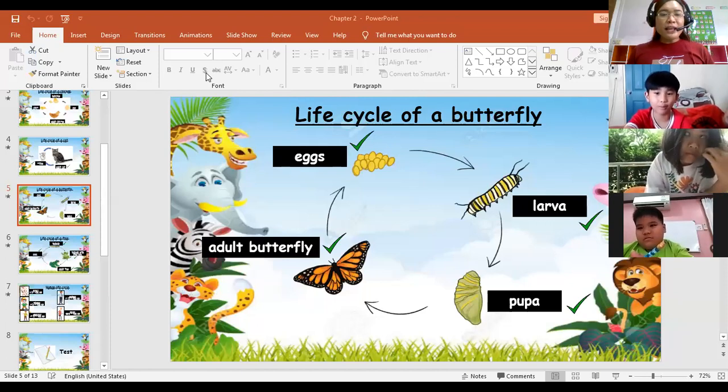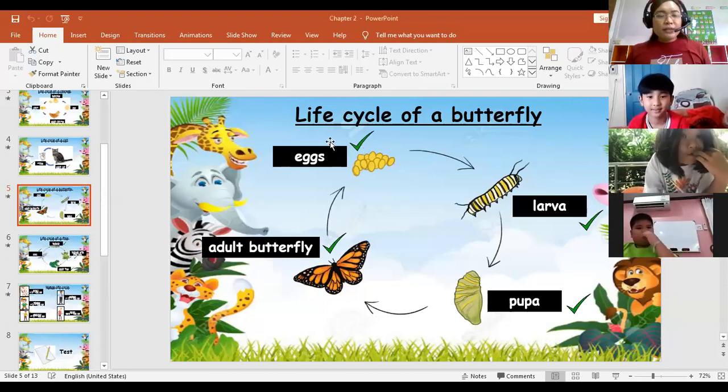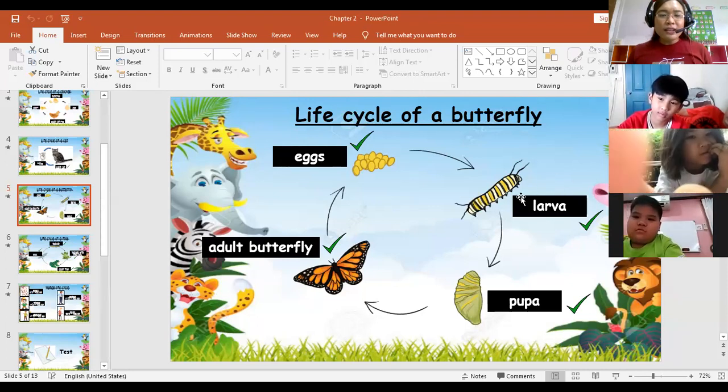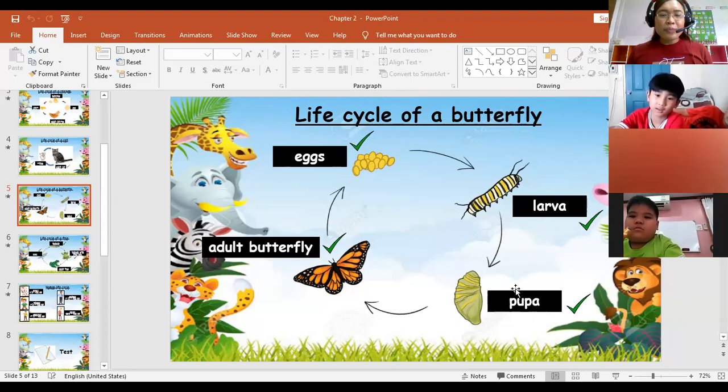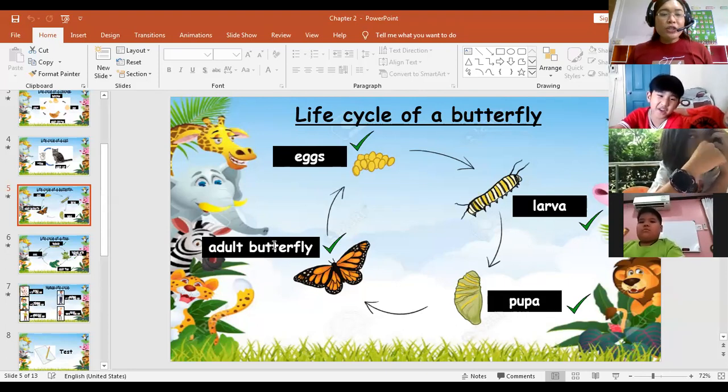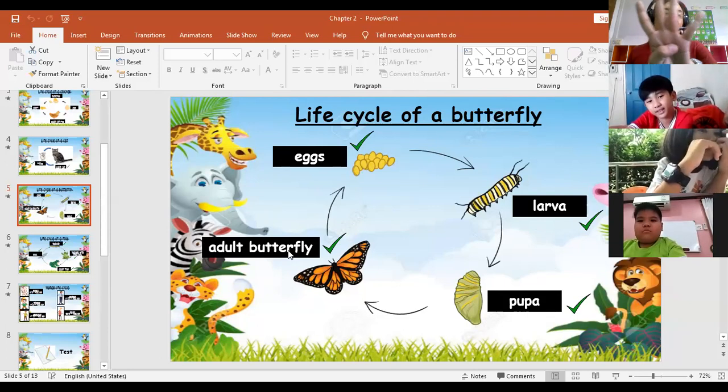Okay, for butterfly, this one, the first cycle is egg. And then the second cycle is larva. And then the third cycle is pupa. And then the fourth cycle is adult butterfly. So for butterfly, there are 4 stages.